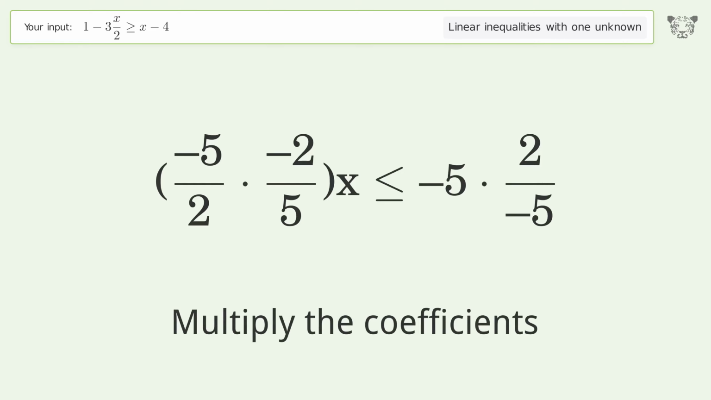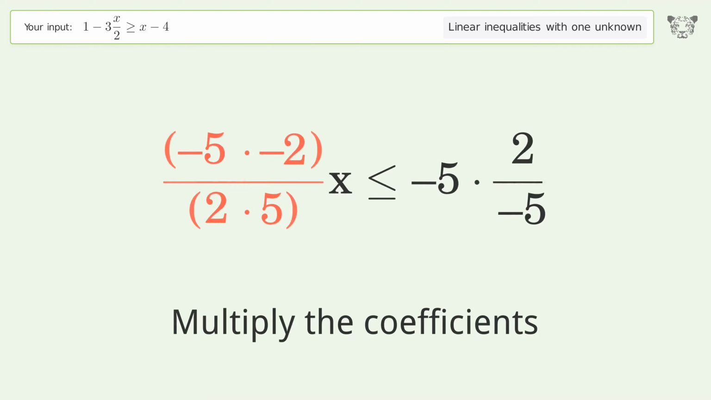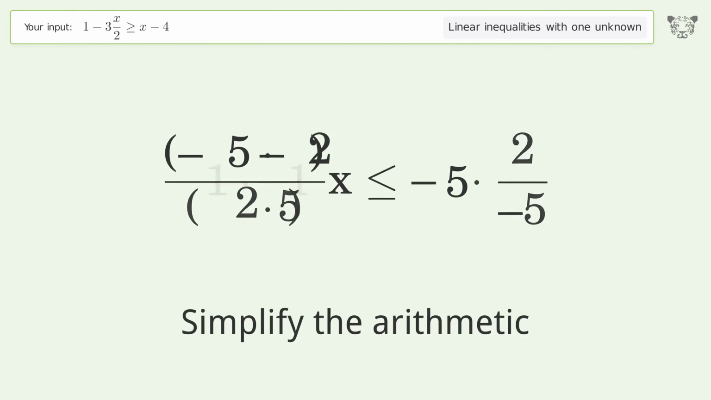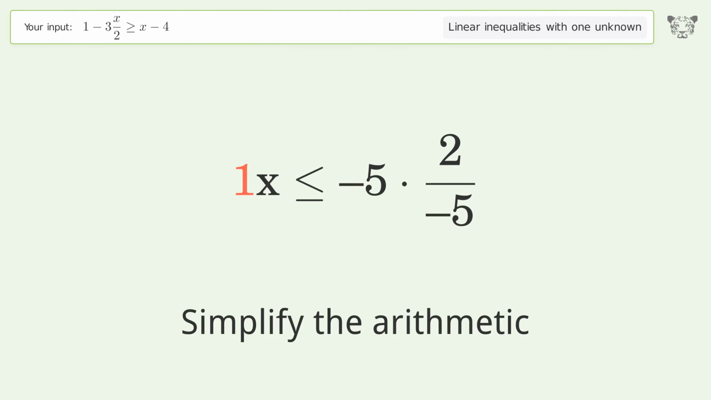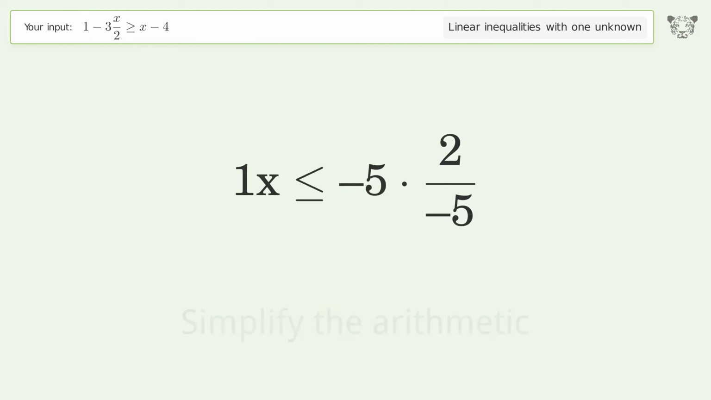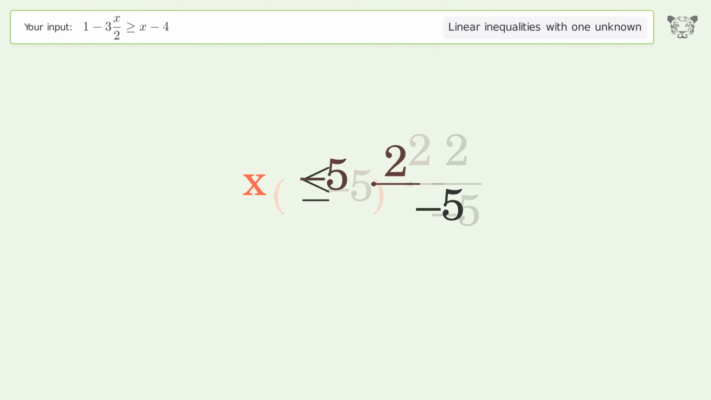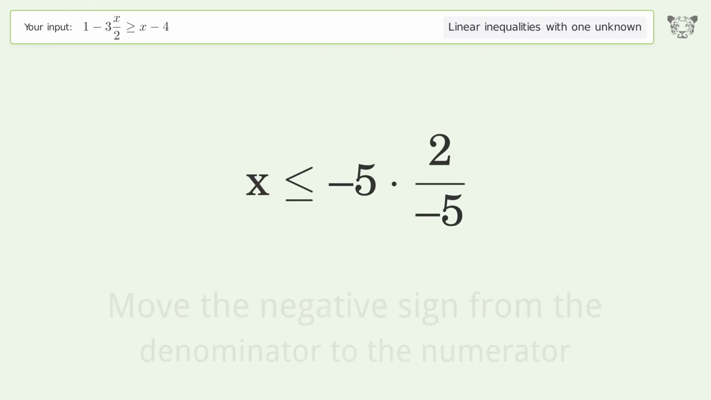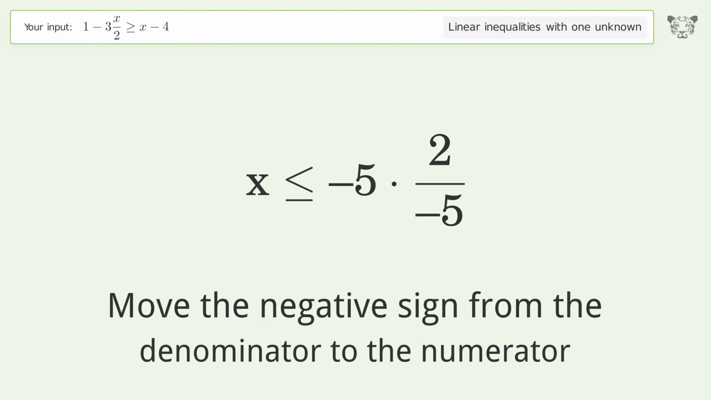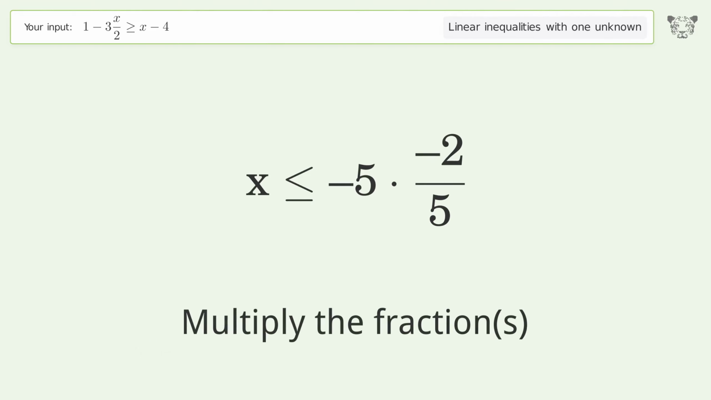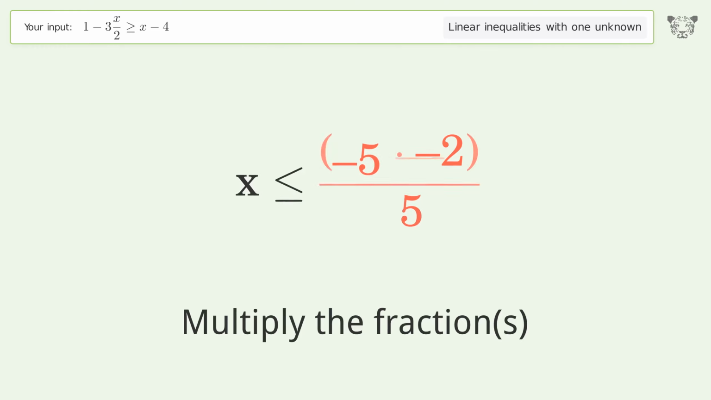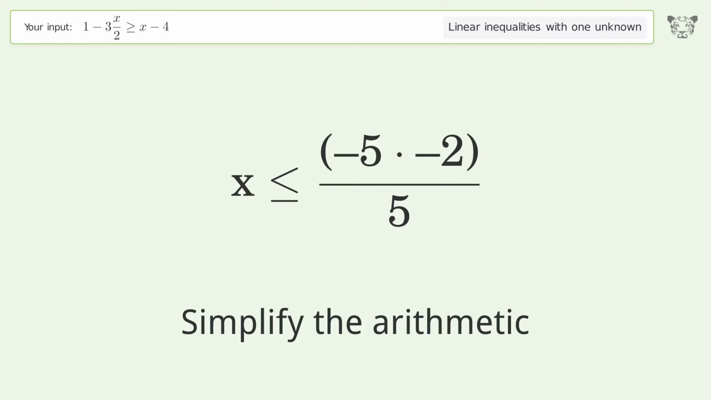Multiply the coefficients. Simplify the arithmetic. Move the negative sign from the denominator to the numerator. Multiply the fractions. Simplify the arithmetic.